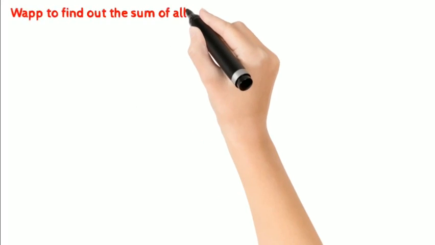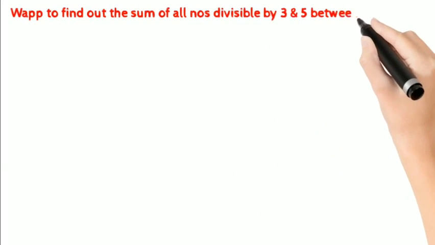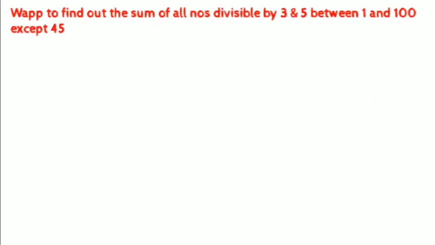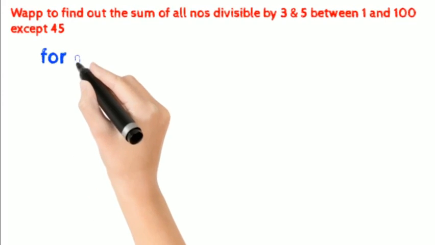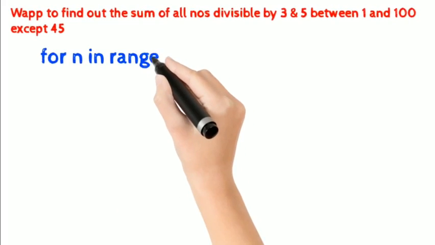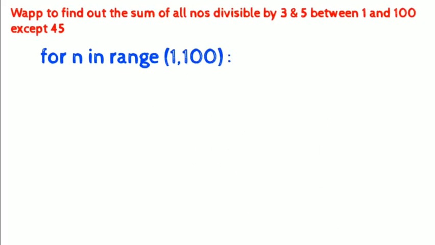So next question, find out the sum of all numbers divisible by 3 and 5 between 1 and 100. Fine. In this case there is an exclude concept I included, that is except 45. It means 45 should not be taken in the sum. 45 should be excluded. So the for loop will start: for n in range 1 comma 100 comma 1, we can write.